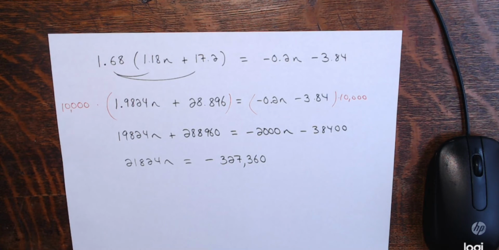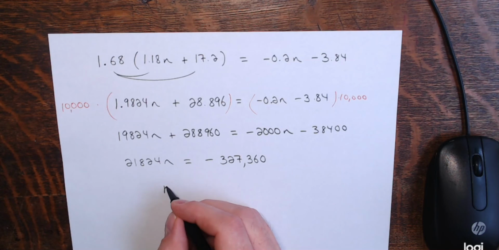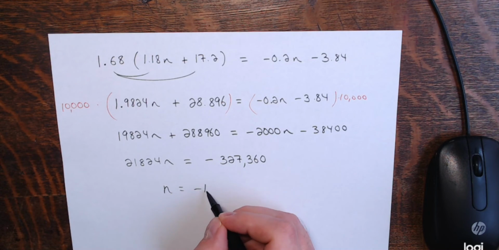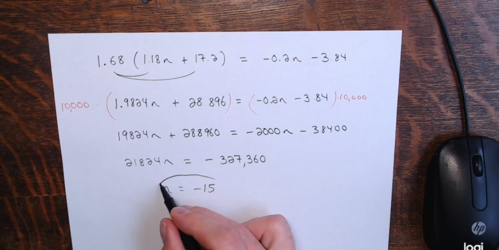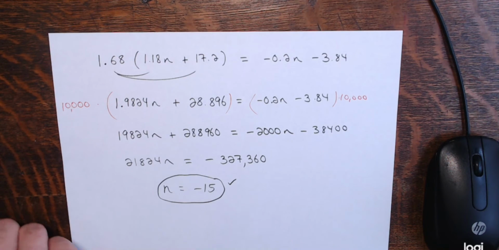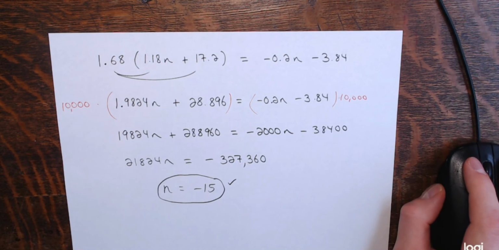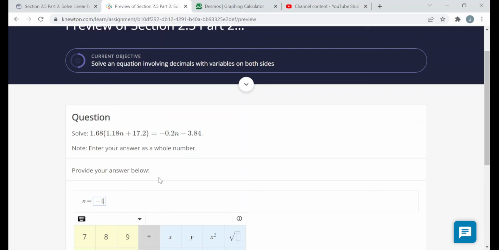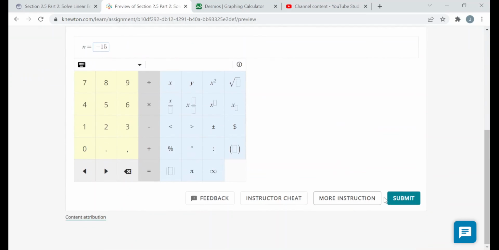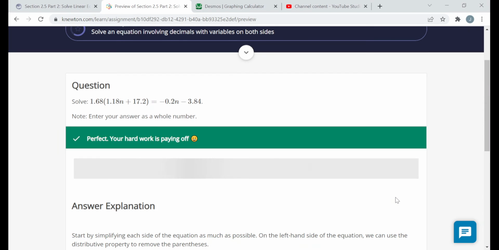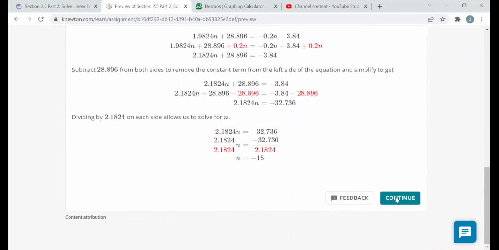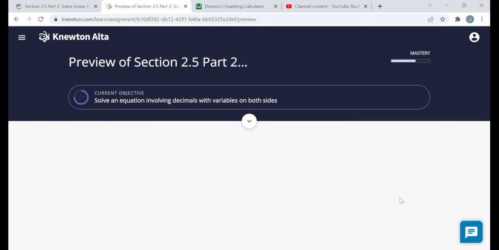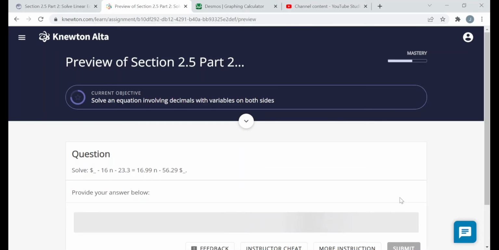327,360. Dividing by 21,824 is 15. N equals, but this is negative 15 actually, because it'd be a negative divided by a positive. Alright, so the solution here is negative 15 for n. Great. Alright, so again, this is a lot of work, but it is the same work every single time.